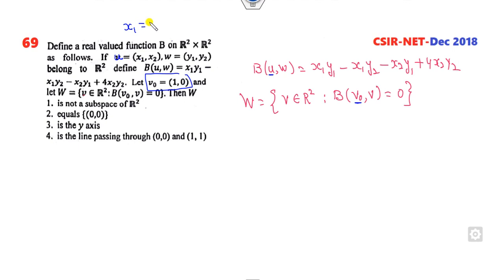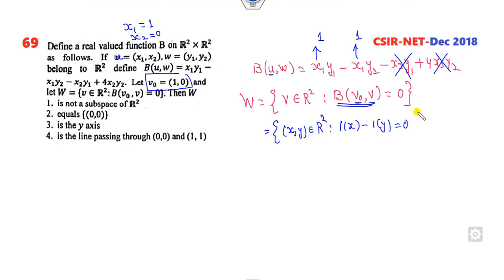It means x1 is my 1, x2 is my 0. So x2 is my 0. This option is cancelled. This option is there. So what is the value of this? x1 is my 1. This is my 1. So if I consider this V as my x, y, if I substitute here 1, x minus 1, y is my 0. So this is a pair x, y such that x minus y is equal to 0.